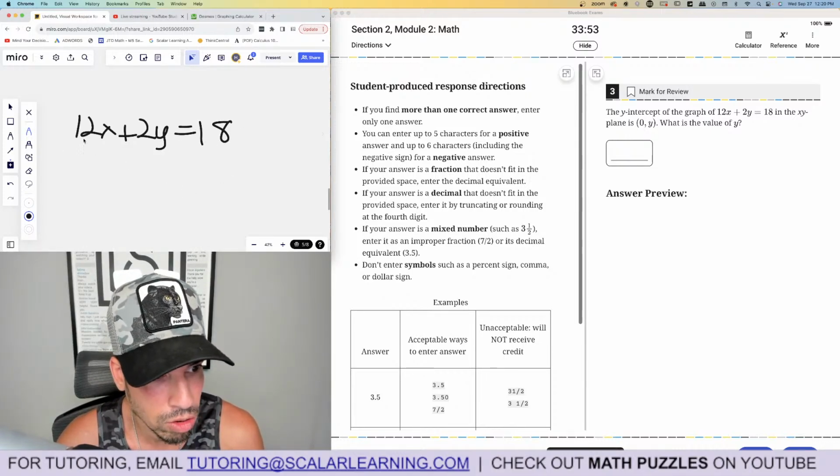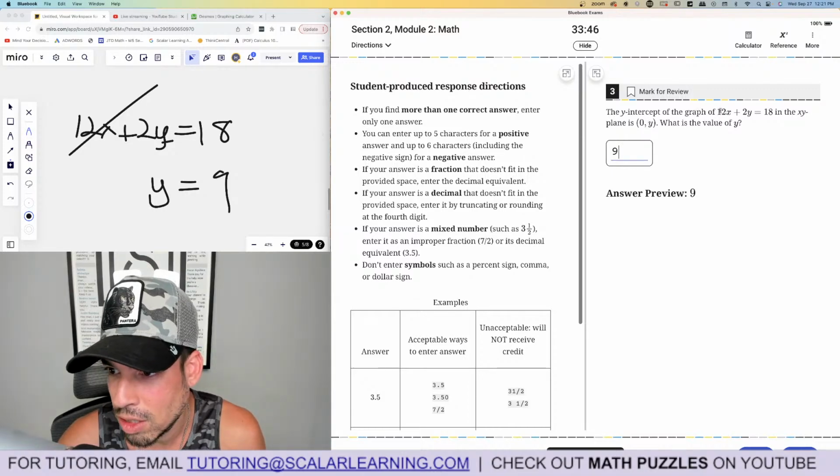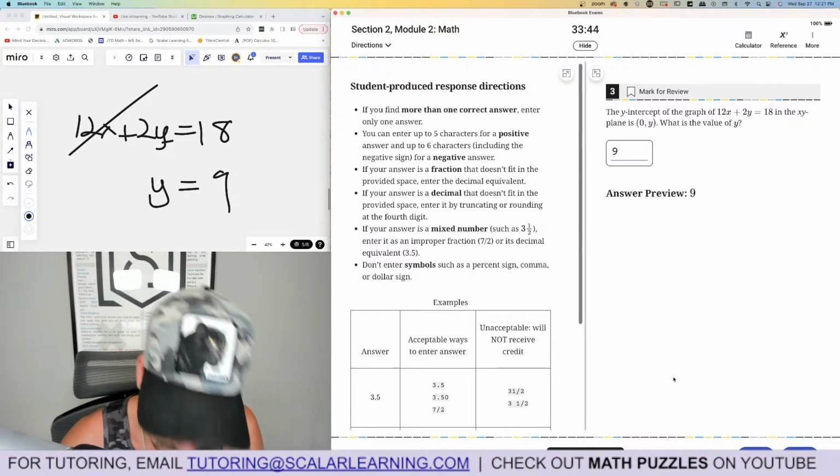So plug and chug, 0, that goes away. 2y equals 18, divide by 2, y equals 9. The value of y is 9, done. Double check, plug in 0 and 9, 18 equals 18, done.